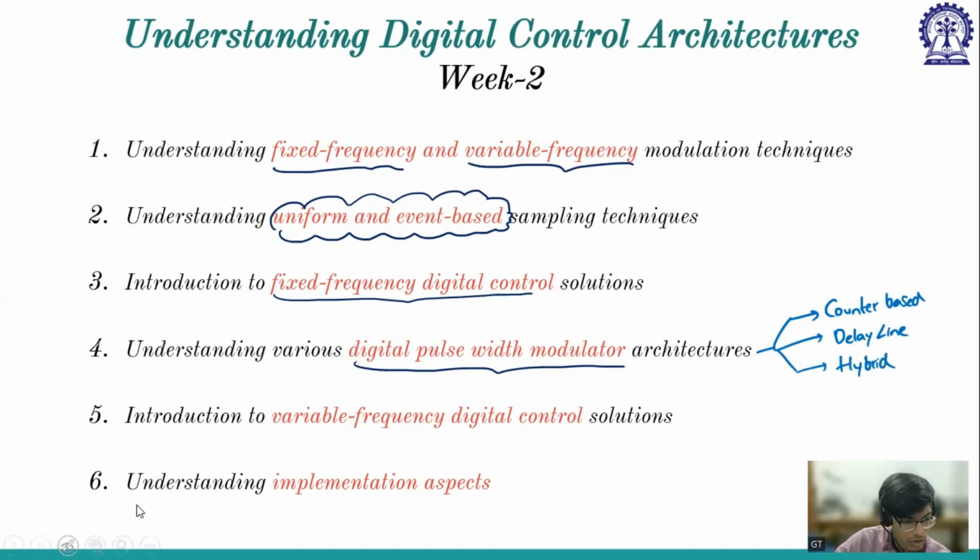For this course, we are using counter-based because for the others the cost of the hardware will increase, even though they are much better than counter-based. But considering the cost, counter-based is widely used, because in delay line and hybrid, the number of buffers increases exponentially as the number of bits increases. Then we discussed variable frequency digital control solutions, and we got to know that event-based sampling is used in variable frequency, and the other implementation aspects we have also discussed.